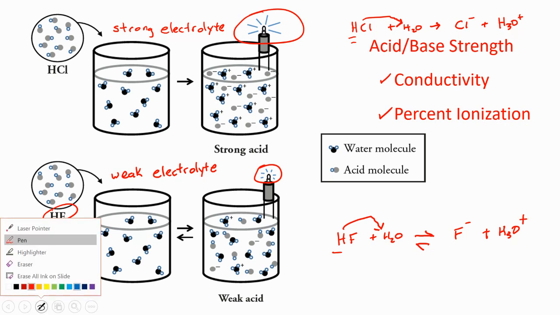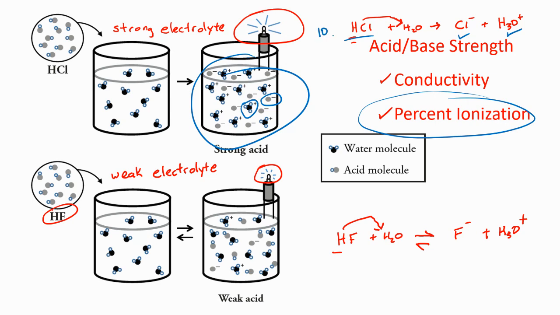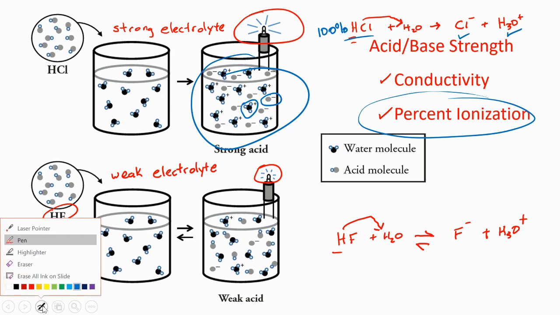Let me change my color. If I look at this beaker right here, literally the only thing that's left in the beaker are Cl minus ions and H3O plus ions. In other words, all of the HCl ionized, and I'm only left with Cl minus and H3O plus. If I asked you about the percent ionization of HCl, you would say 100% ionized.